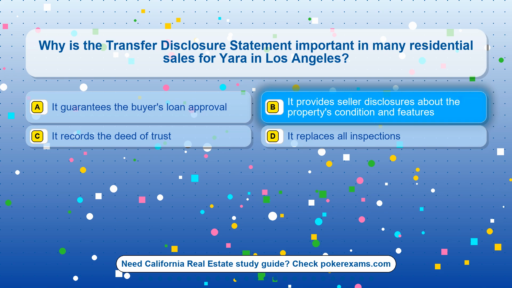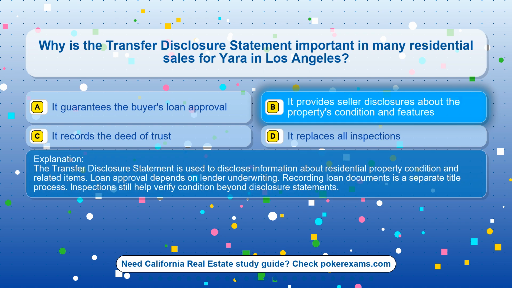The correct answer is option B. It provides seller disclosures about the property's condition and features. The transfer disclosure statement is used to disclose information about residential property condition and related items. Loan approval depends on lender underwriting. Recording loan documents is a separate title process. Inspections still help verify condition beyond disclosure statements.